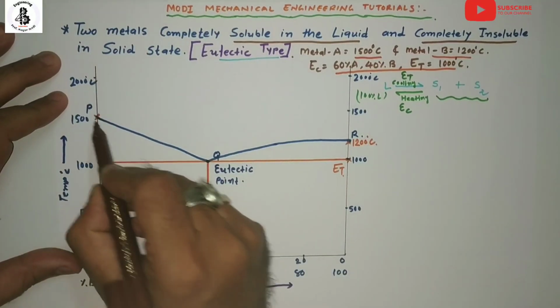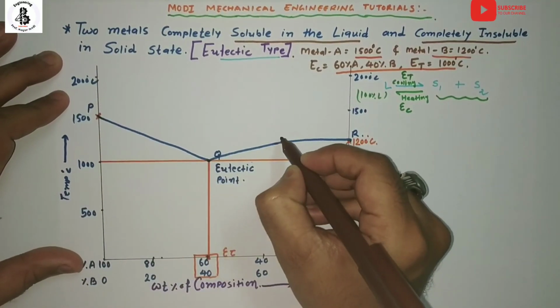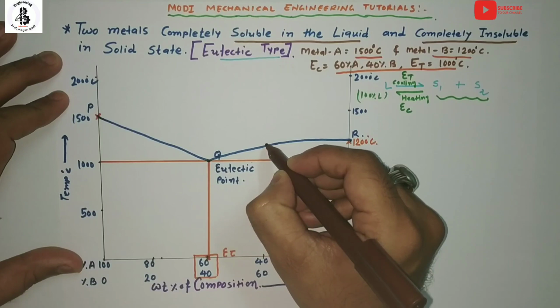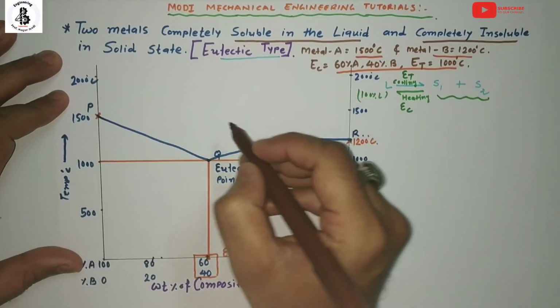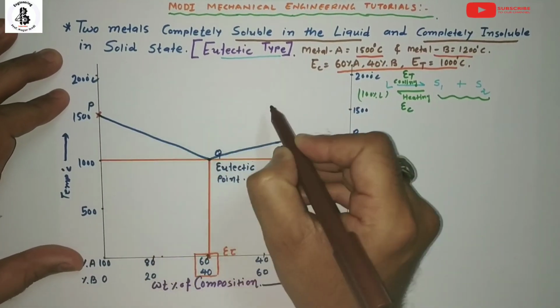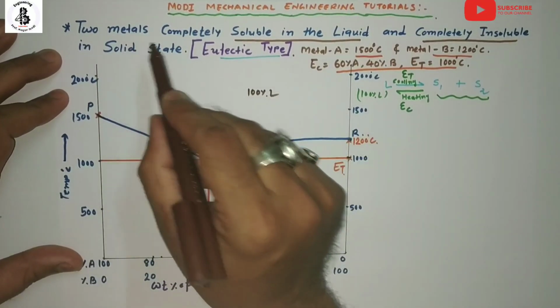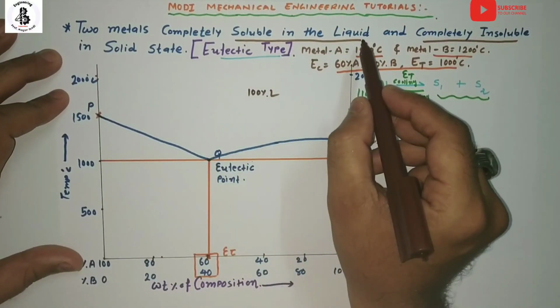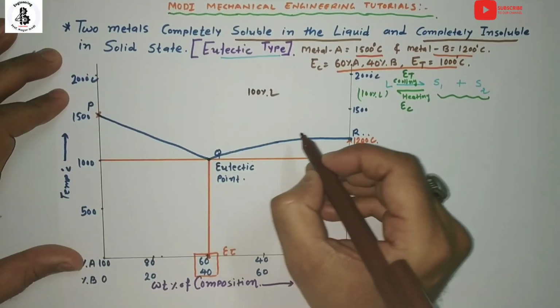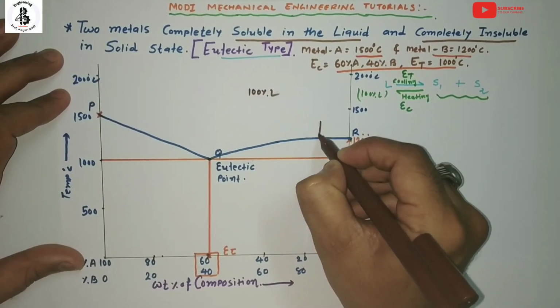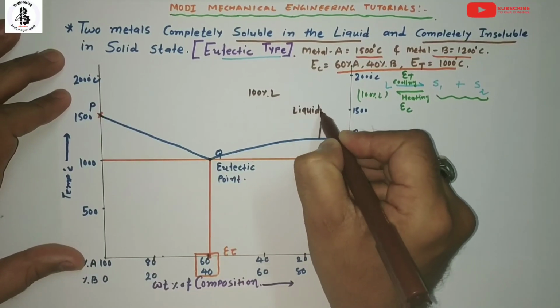So for this line P, Q and R, the portion above it, for all the compositions, will be the formation of 100% liquid, because the two metals are completely soluble in the liquid phase. So this line is known as a liquidus line.